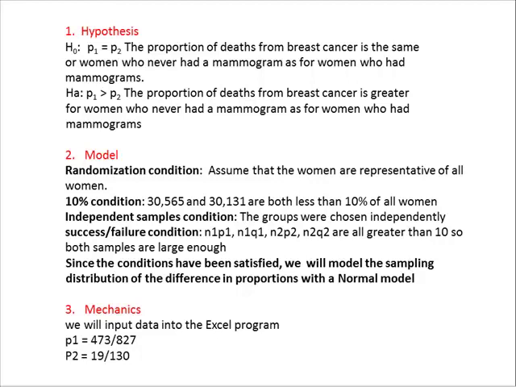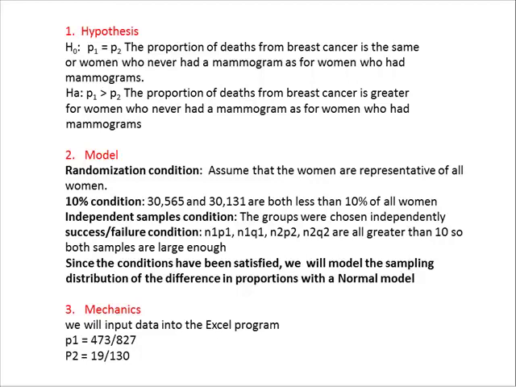So we have the randomization condition. We have to assume that the women are representative of all women. The 10% condition, certainly 30,565 and 30,131 are both less than 10% of all women. And the groups were chosen independently, so we have our independent sample condition.